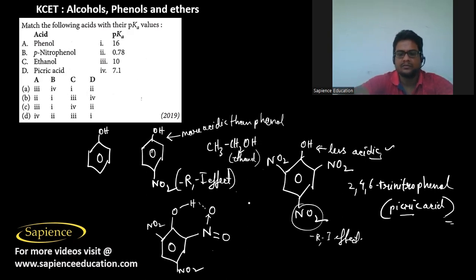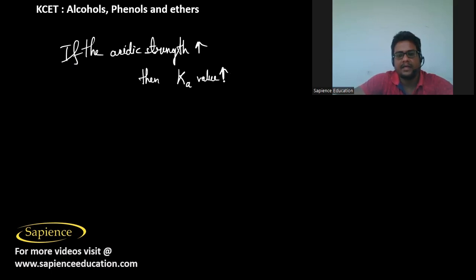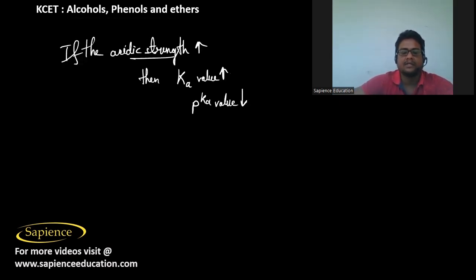So now the rule is that if the acidic strength is higher, then the acid dissociation constant, which is Ka value, will be higher. And if Ka value is higher, then it means the pKa value will be lower. It means that if the acidic strength is higher, the pKa value will be lower.